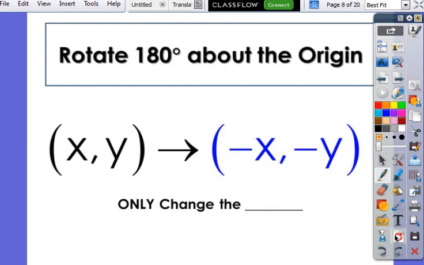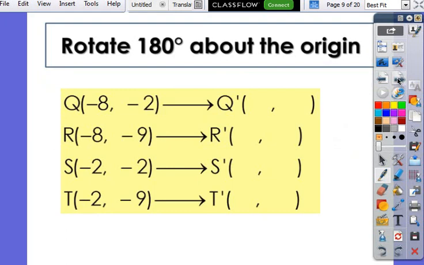All right, so if I want to rotate 180, what am I doing? Yes, change the sign. So this would be 8, 2, 8, 2, 8, 9, 2, 2, 2, 9.